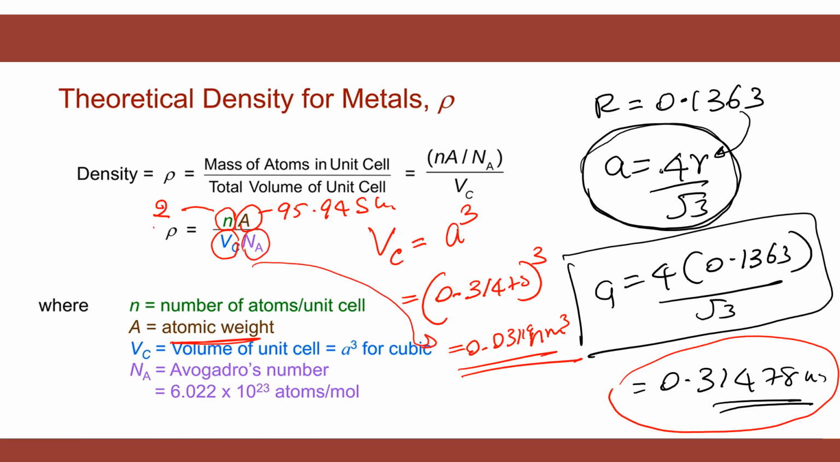Can't we find the rho, the density? Density is just substituting these values, and you can find the density. Are we good? Any questions?